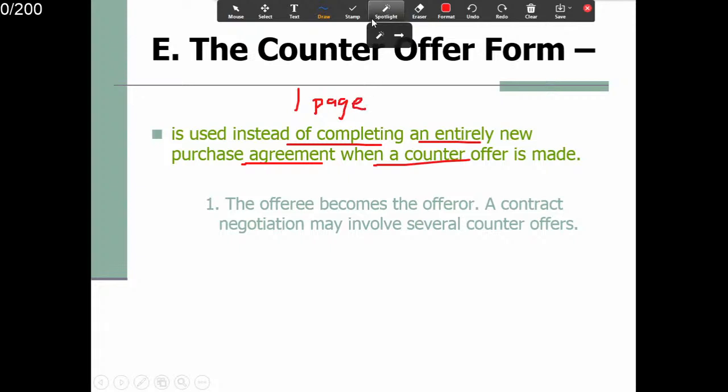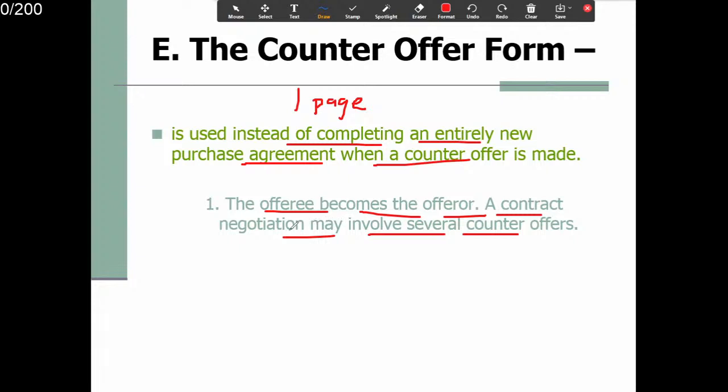OK, you just use one piece of paper to send back the counter offer, right? You don't have to redo the whole thing, right? You don't need to resubmit the whole package, OK? The offeree becomes the offerer. The contract negotiation may involve several counter offers. OK, you send it back and forth. Typical average is about 2 to 3 counter offers, okay?